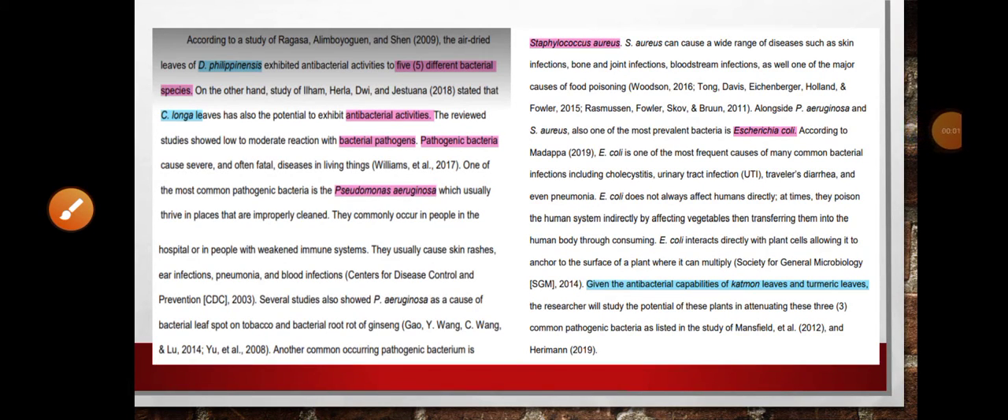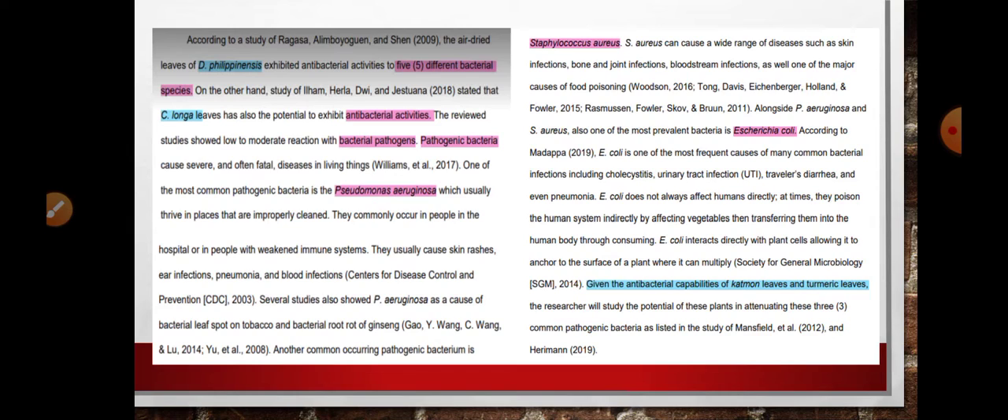Okay, so after writing the historical background of the study, which serves as your second paragraph, we are now dealing with the third paragraph. Okay, class. So notice the words that are highlighted in pink.